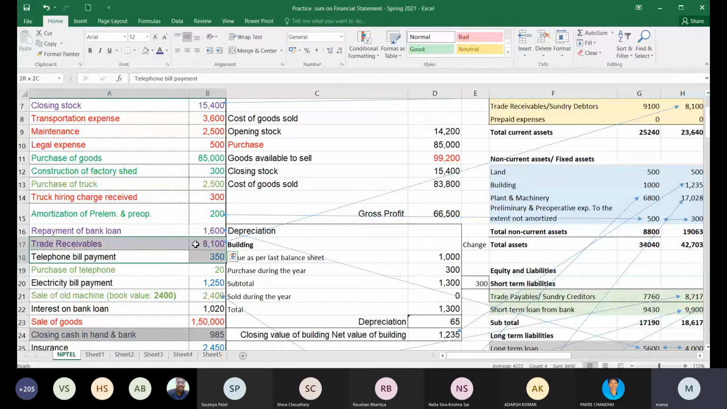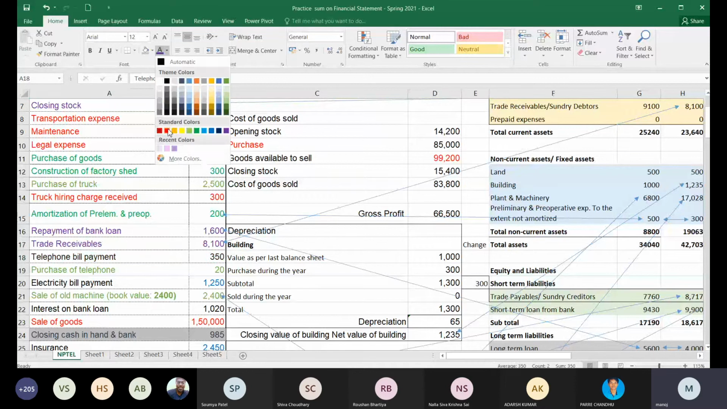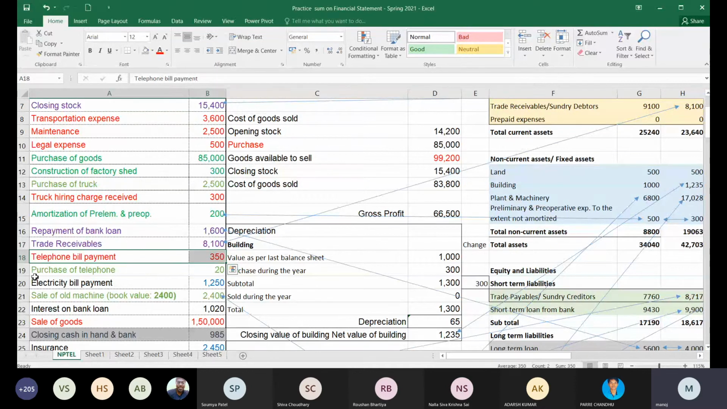Telephone bill payment is an expense and you pay it and forget. That is why this is an operating expense. Purchase of telephone is a fixed asset because the telephone will remain with you for a long time. That is why telephone is a fixed asset, a long-term asset. It's not an expense. Electricity bill payment is an expense and you forget about it after. So this is part of operating expense.